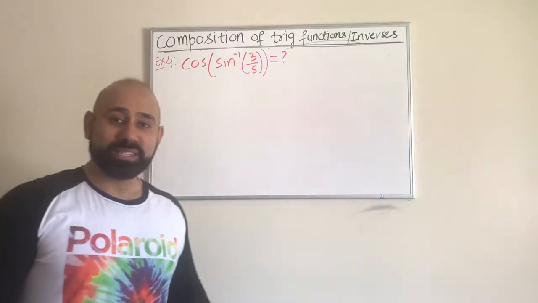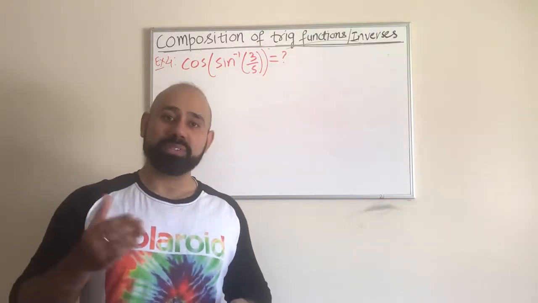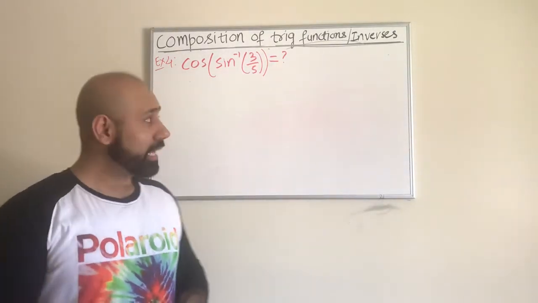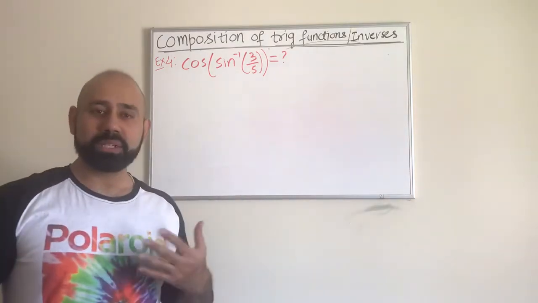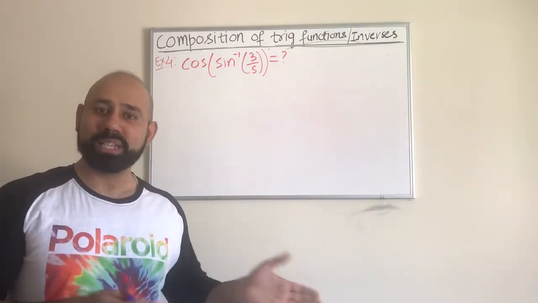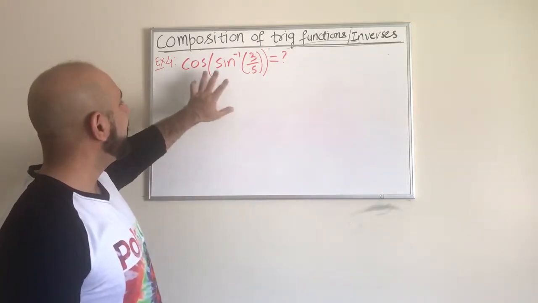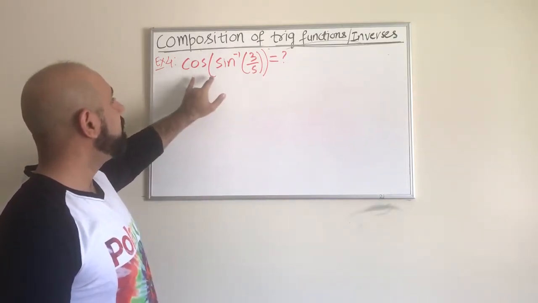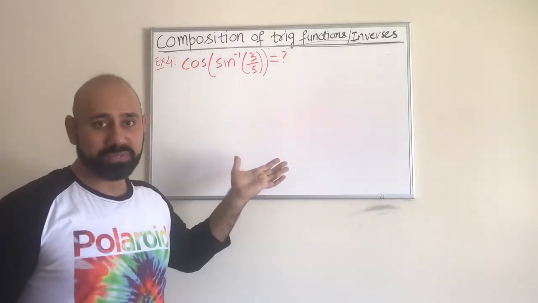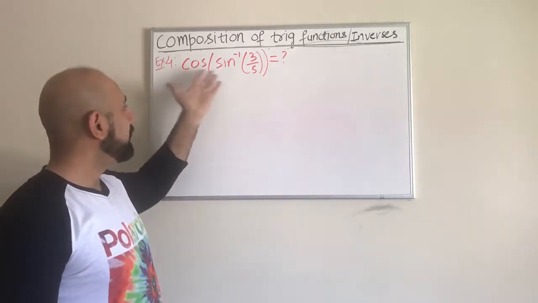Guys, I'm back with another example on the composition of trig functions with inverses. Here we have a function which is slightly different than any of the functions that we have seen in my previous videos. Here I have a cosine and then there's a sine inverse. Well, obviously we can see that they are not inverses of each other. This is a different function than the sine inverse.